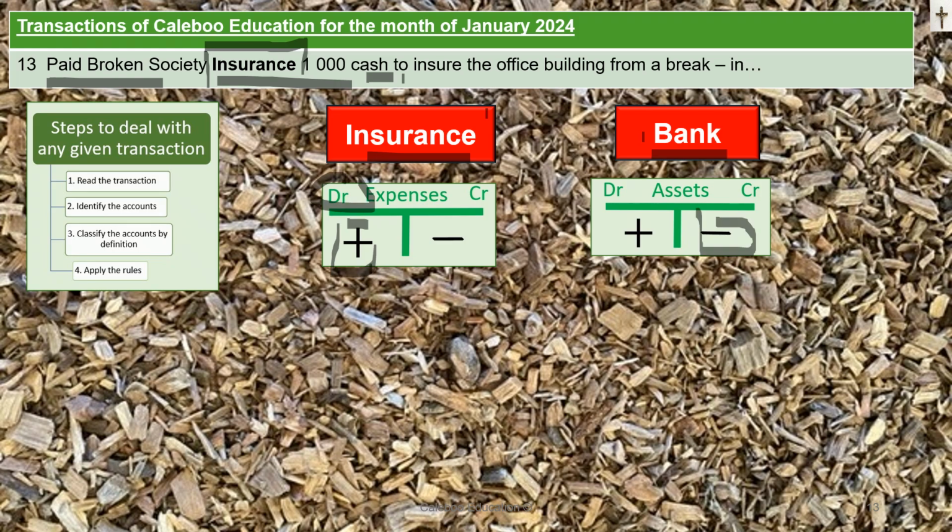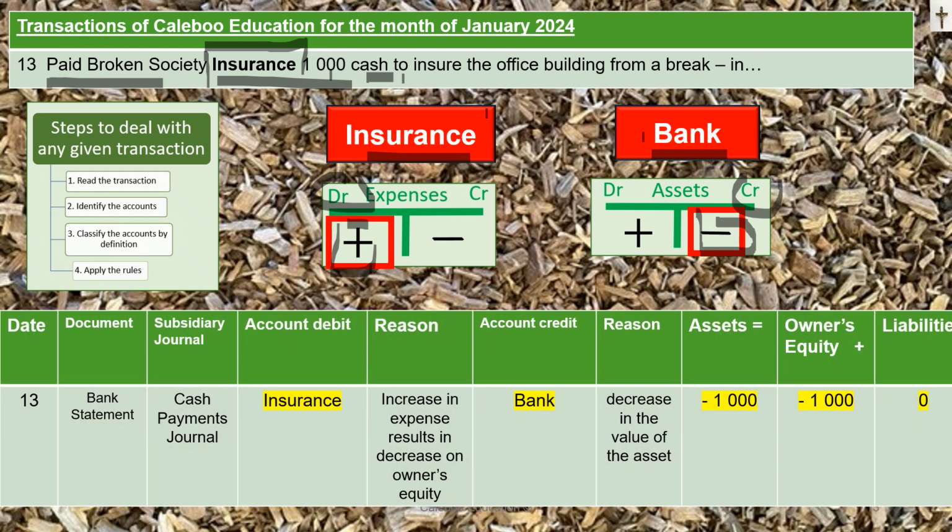So our debits equal our credits. The amount was 1,000. There we go. That's what I just mentioned. And if we look at which account was debited, increase in expense, debit, decrease in assets, credit, minus 1,000 under assets, minus 1,000 under owner's equity, 0 under liabilities. That is the result of an expense being paid.